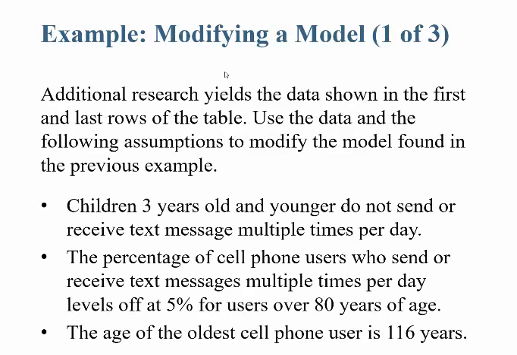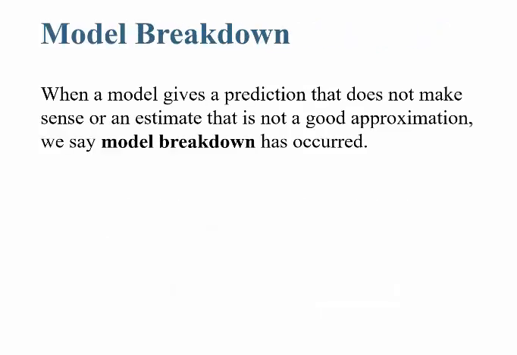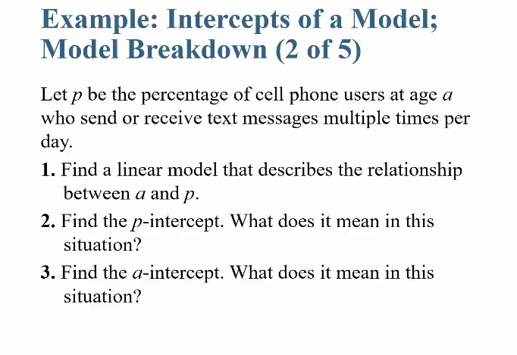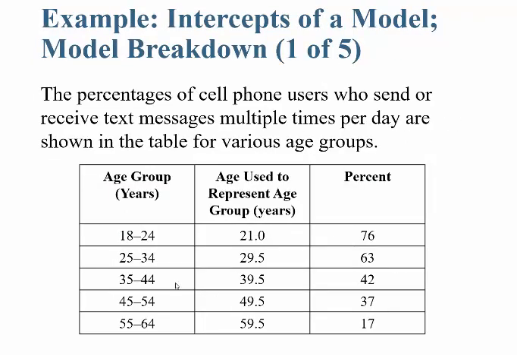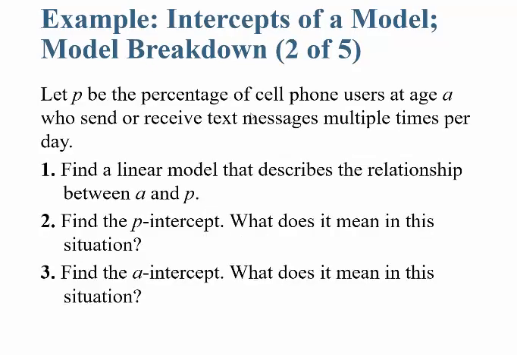All right, so let's do a little bit of modifying the model. Additional research yields the data shown in the first and last rows of the table. So I'm going back to here, and what I'm going to do is add another age group and talk about their percentage that send and receive text messages.